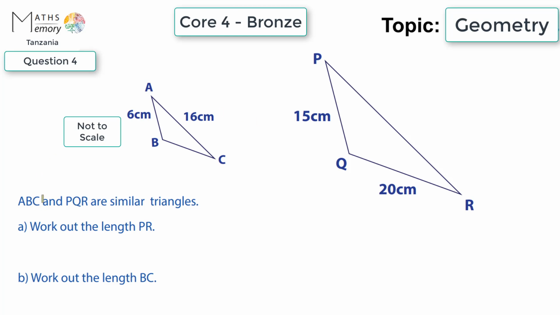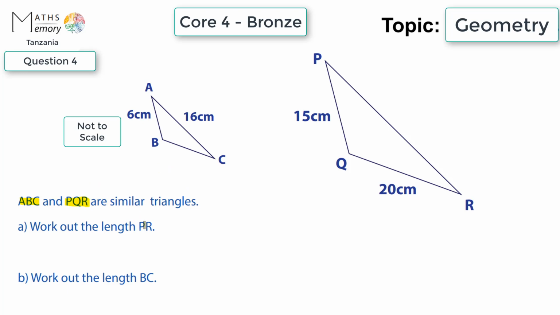So ABC and PQR are similar triangles. Similar shapes basically mean the same shape but different size. That's your key definition. I'll write that down if you want to. That's a top trick. It's different from the word congruent, which means same shape and same size. Anyway, this is a different size.